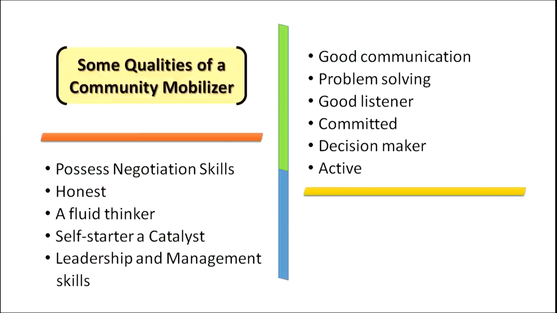So, encoding and decoding of the message becomes very easy. If you are a good communicator, you can encode the message and the community can decode that message. If you are not a good communicator, then there will be a problem. You should be good at problem solving. You should be a good listener, because good listening is a very important skill of a community mobilizer.